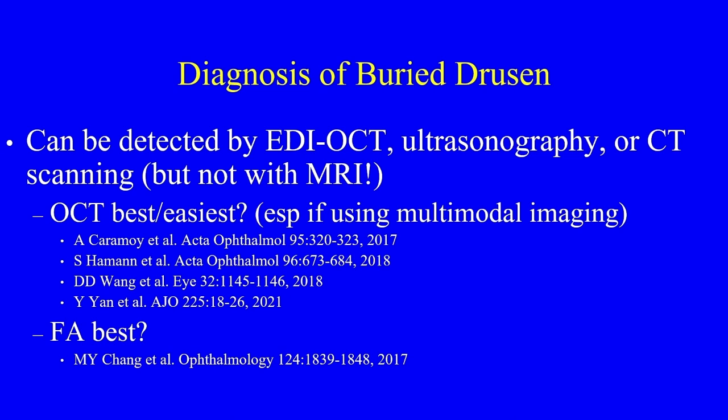You can detect these buried drusen with a bunch of different techniques, OCT, ultrasonography, or CT, but MRI, while it's good for a lot of different things, is not good for buried drusen. OCT is probably the easiest, although my colleagues at UCLA did a very nice study in kids that suggested that fluorescein angiography actually was the best way to detect drusen causing elevated optic discs.